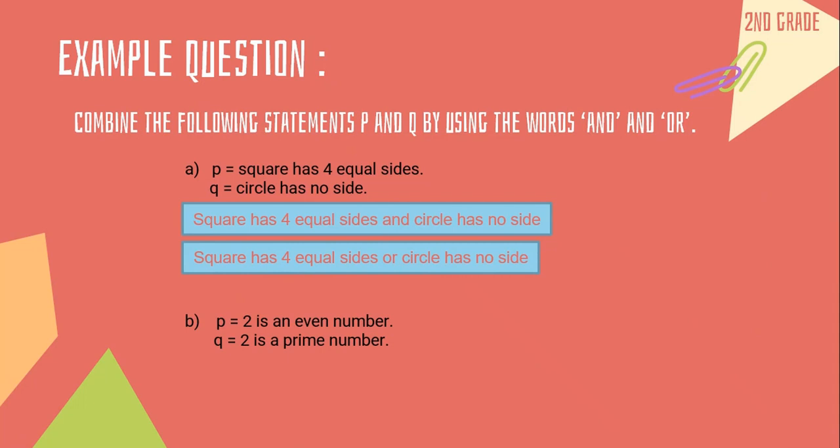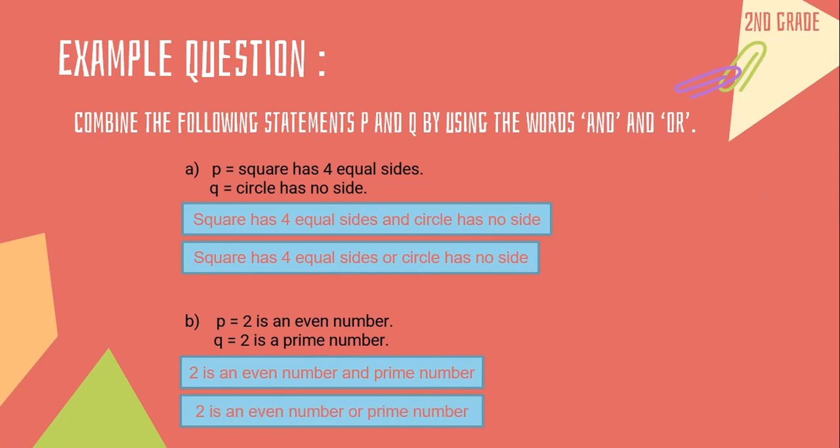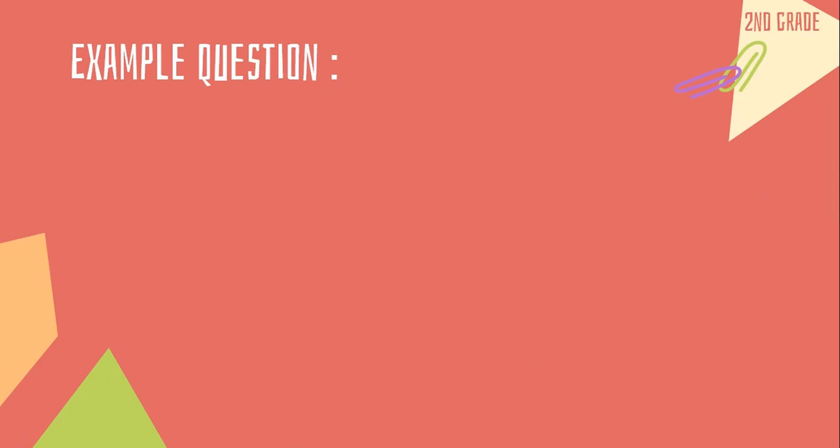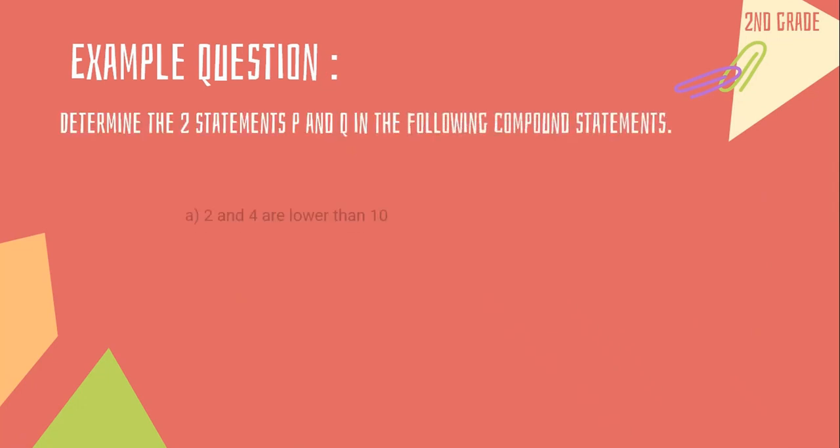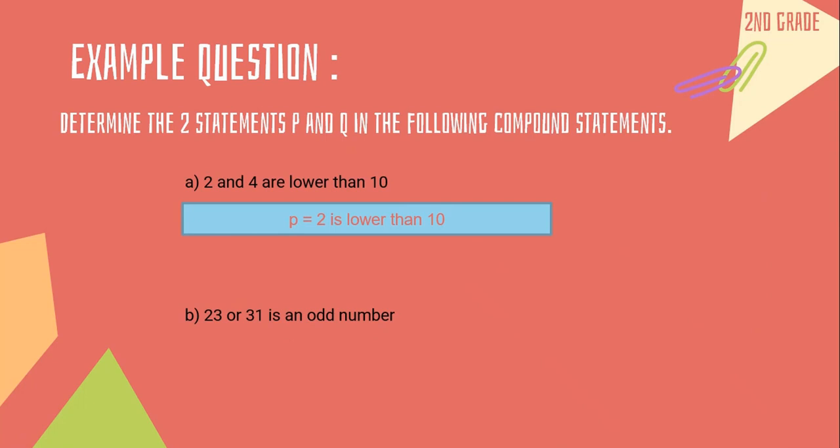So when we combine these two statements using the word "and", it will be: 2 is an even number and prime number. For "or", it will be: 2 is an even number or prime number. Okay, the next example, we also have two questions.